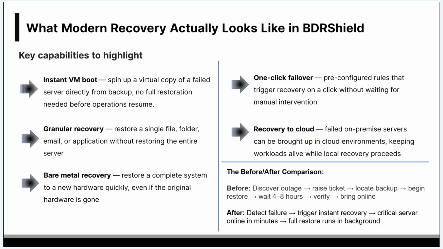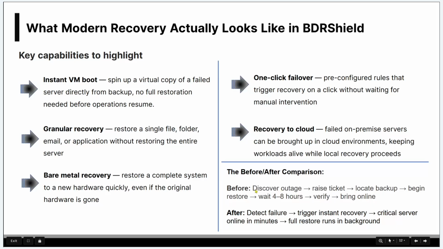Now let's see a comparison here. I've just brought in a comparison in the same slide. So here, a before and after comparison of the downtime. Before, you need to discover the outage, raise a ticket, locate the backup, begin the restore, wait 4 to 8 hours, verify, and then bring it online. That's what will happen if you go the traditional way.